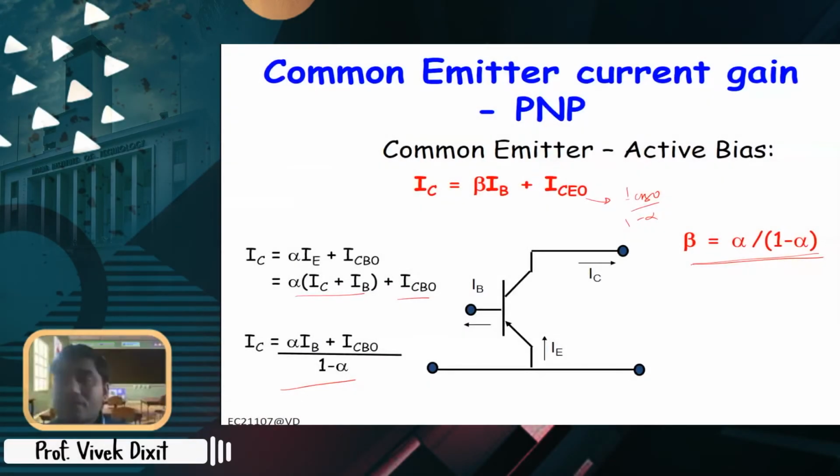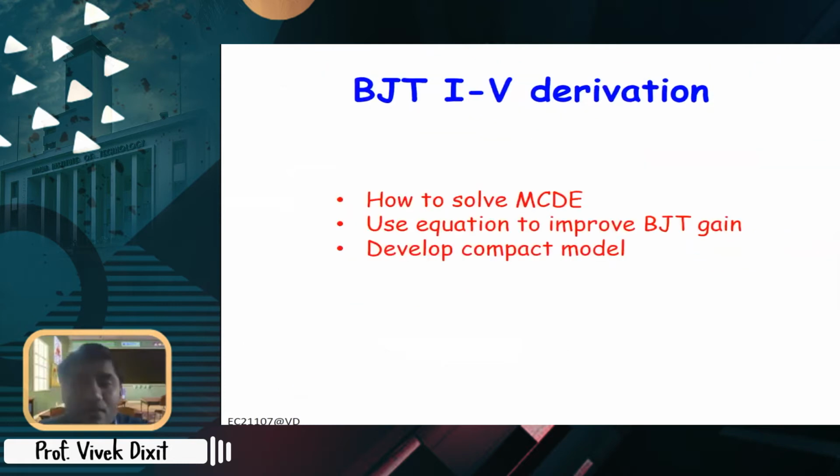So let us continue our discussion. Now we are going to discuss how to derive the IV current equation for BJT, and that is basically obtained by solving the minority carrier diffusion equation.